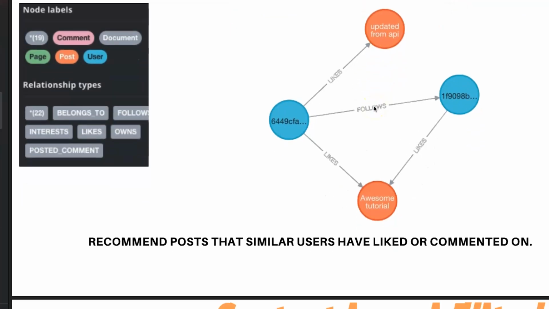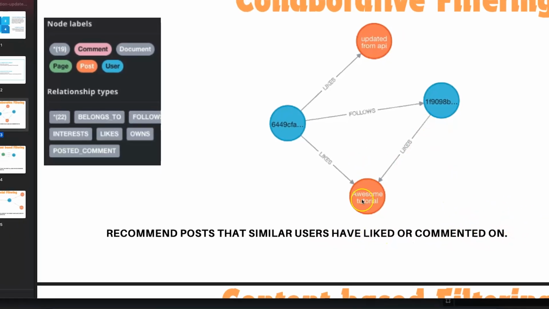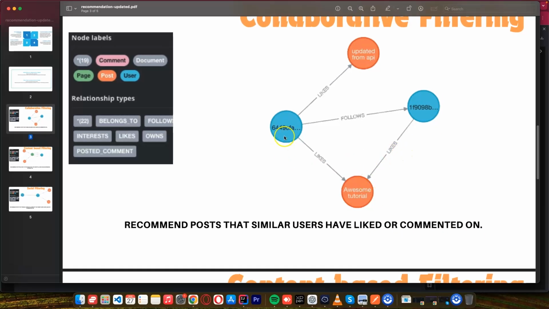So here we are recommending posts that similar users have liked or commented on. Here it is just the liking. If both users commented on the same post, which is this one, maybe we have a comment, we can also recommend it to other users. We can also recommend the post with this user.